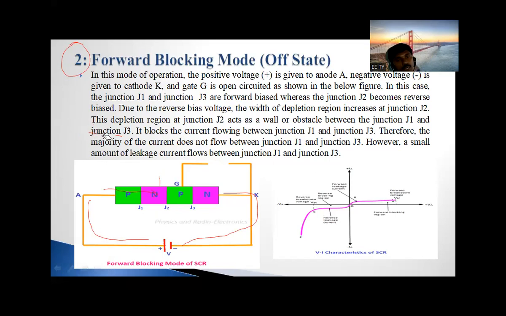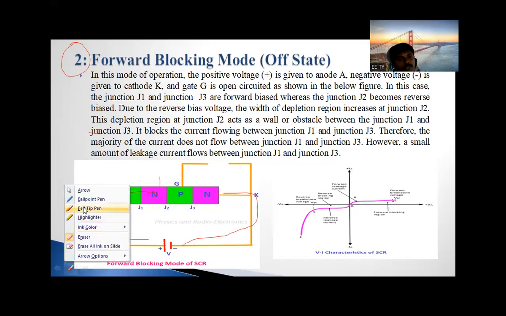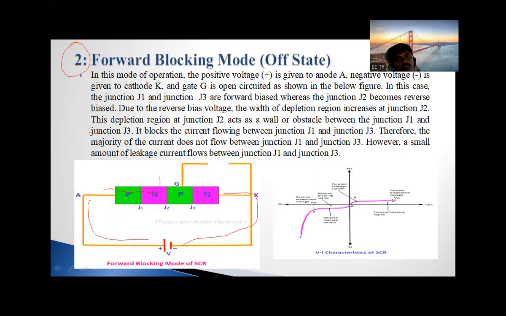Because junction J2 is reverse biased, the current is not flowing from anode to cathode. Junction J3 is forward biased and junction J1 is forward biased, but junction J2, between J1 and J3, is reverse biased. So it is blocking the current and not allowing it to flow from J1 to J3.